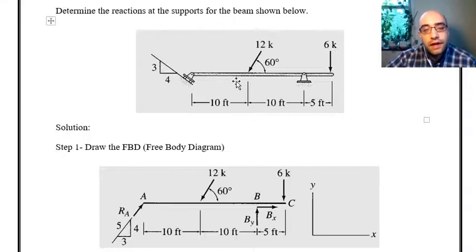And as you can see, I have the 12 kip force over here, which has an angle to the direction of the beam or to the horizontal direction, and I have a 6 kip load located at the end. So this is the free body diagram of the beam or of the problem.